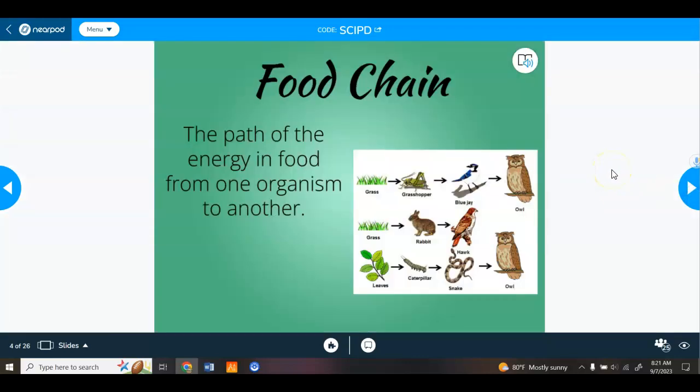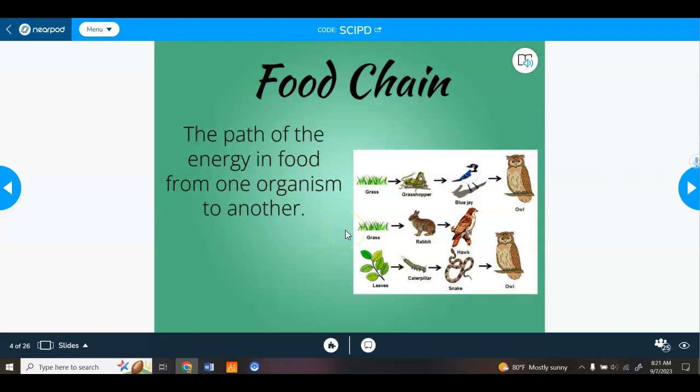Food chain. This is the path of energy in food from one organism to another. I don't care which one of those you pick. I'm going to do the shortest one. I'm going to say grass to rabbit to hawk. I'm not even going to draw that. I'm going to write those three words as an example on the anchor chart. I'm going to use this second one.